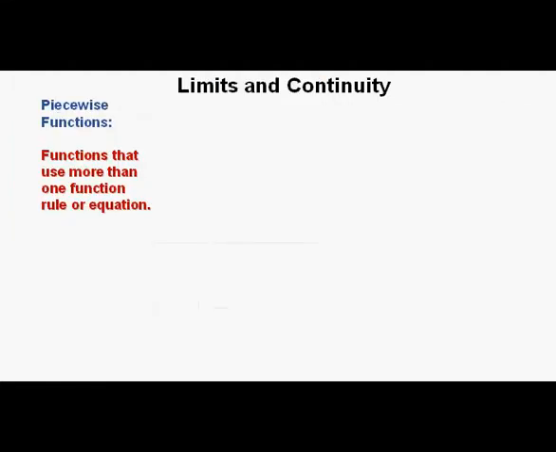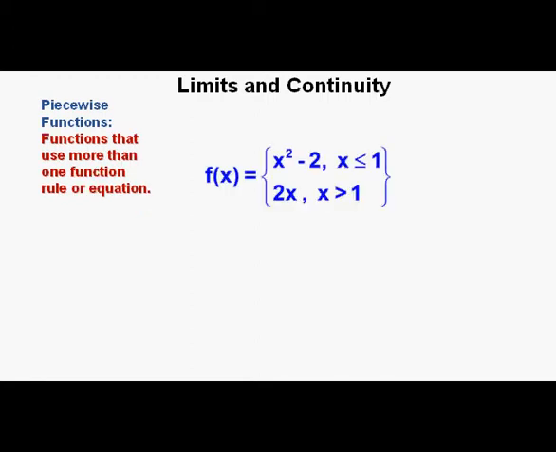So far in this lesson, we've looked at functions that operate under just one function rule or equation. Now we'll look at functions that employ different equations or rules depending on the input values. That's what we call a piecewise function, a function that uses more than one function rule or equation. This is an example of a piecewise function. This function has two pieces, f of x equals x squared minus 2 for x less than or equal to 1, and 2x for x greater than 1.